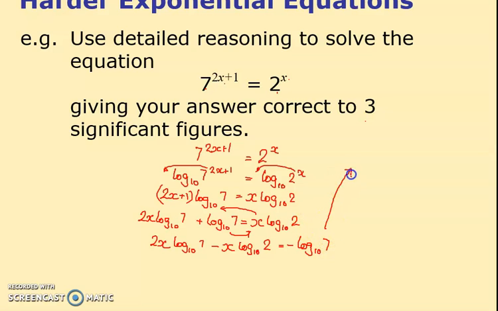I'm just going to go up here because I'm running out of room. Notice I've got x and x, so I'm going to take out x as a common factor. It's an important trick to use. Now when I do that, I get x times 2 log 10 of 7 minus, well, x log 10 of 2, so just log to the base 10 of 2, close bracket, equals minus log of 7. And therefore the x is minus log to the base 10 of 7 divided by that bracket.